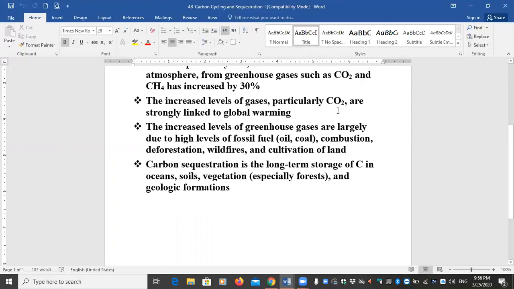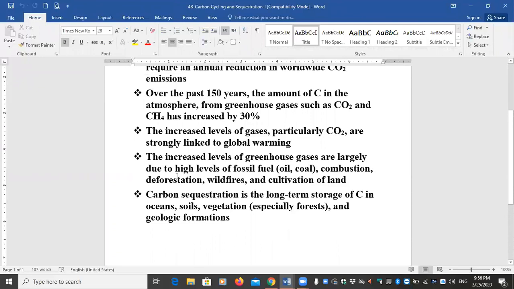To reverse that, to bring that CO2 back from the atmosphere to different places on Earth, this is sequestration. So you hold it back, you bring it back. Where do you store it? It's either in the oceans, in soils, vegetation, especially forests, in the trees, and geologic formations. So soils are extremely important. We will see the importance of soil in this aspect, and that's why we're interested in this, because soils are so important, and we will see their importance in a minute.